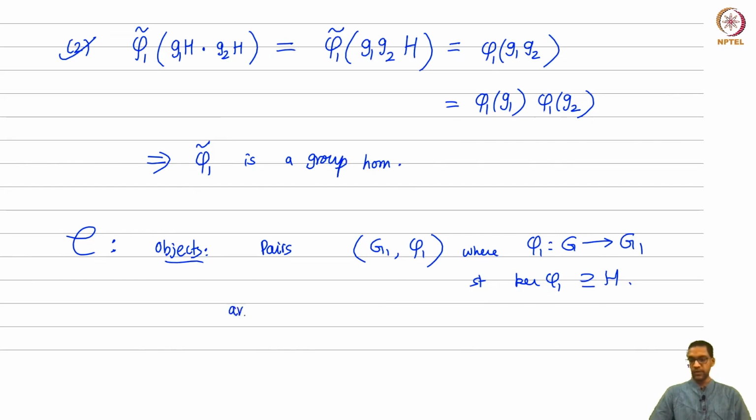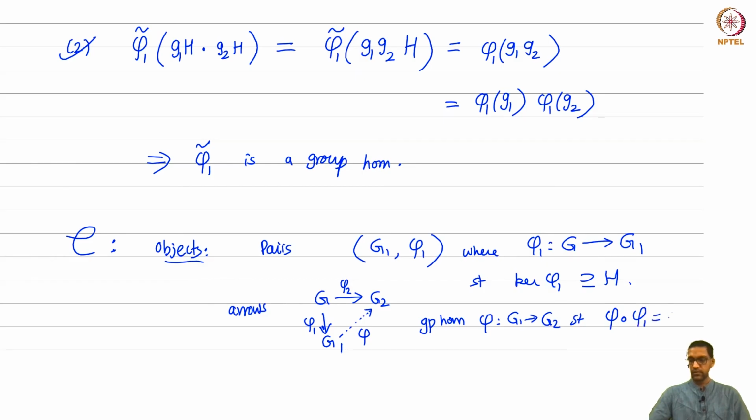And what are the morphisms, or what are the arrows in this category? Well, you have one such pair with G1 here, and another pair with G2 here. Then what's an arrow or morphism? Well, it's a homomorphism. Let's call it phi. So an arrow by definition now is a group homomorphism phi from G1 to G2, which makes the diagram commute. So this is an arrow in this category.